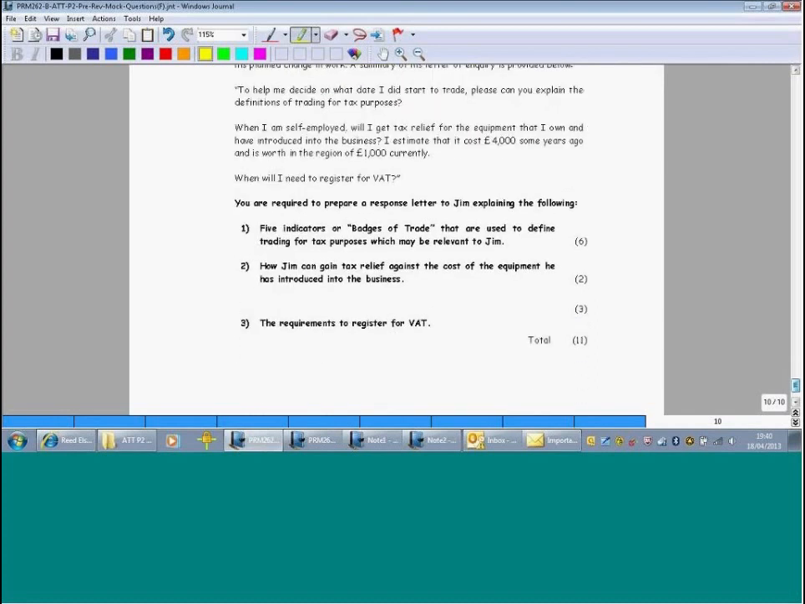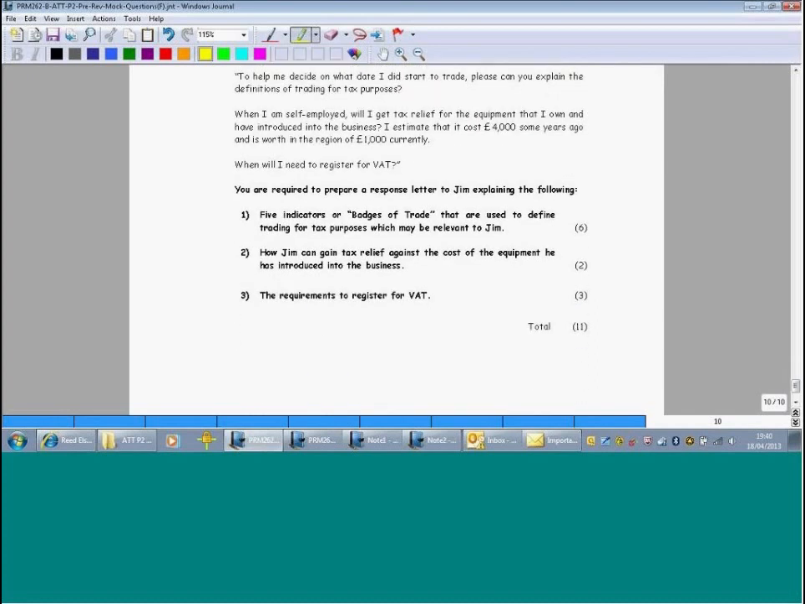And then finally, you're always going to get some kind of written question in the exam, and the one you had here was a letter. Make sure you're using your proper letter format. Set that up at the start. Make sure in your letter question that you're going to have headings that relate to each requirement. So I would have a heading for badges of trade, a heading for tax relief for equipment, and a heading for VAT registration. And then underneath, write short, sensible paragraphs that relate to each of those headings, leaving space between each paragraph.